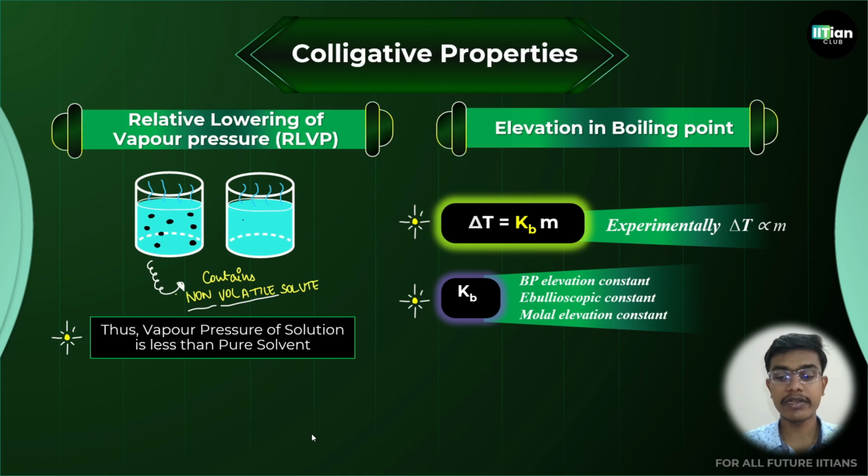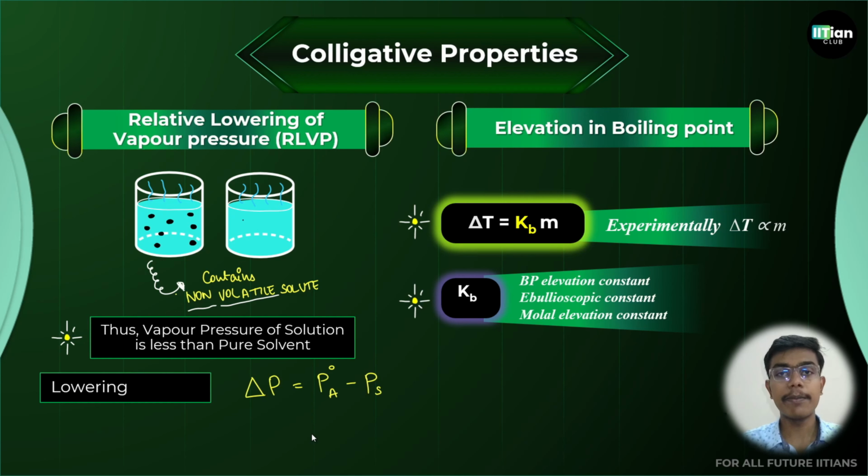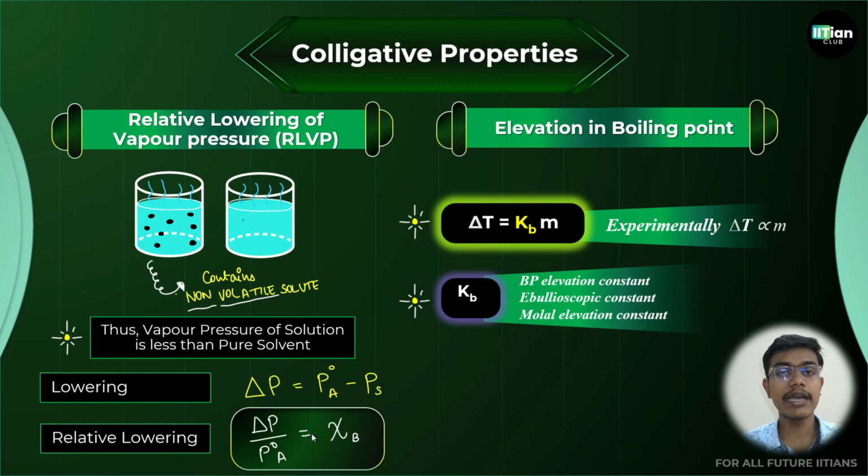The lowering of vapor pressure will be P0A minus PS. P0A is the vapor pressure of the pure solvent, which is higher, and PS is the vapor pressure of the solution which contains the non-volatile solute. Because it contains non-volatile solute, the vapor pressure is lesser than the pure solvent. So this is the lowering. And relative lowering means delta P by P0A. When you do the calculation, we'll get that relative lowering is equal to the mole fraction of the solute. B is the solute over here.